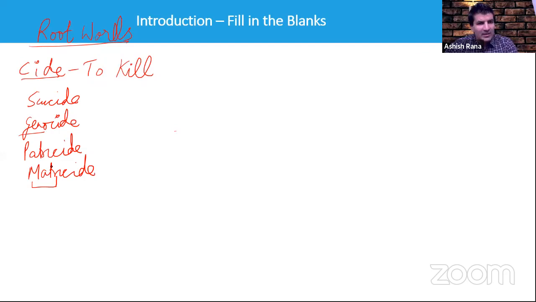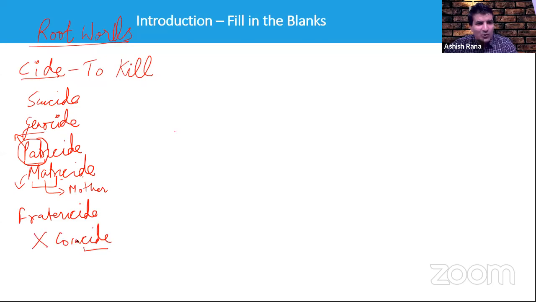MATR, PATR, right? Patricide, patr means father. Matricide is mother's killing. Then fratricide is brother's killing. Like that. So there are so many: pesticide, insecticide. Coincide also somebody said. Side has to do with killing.